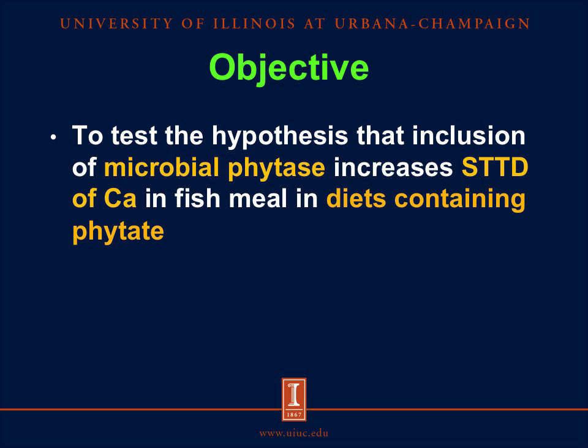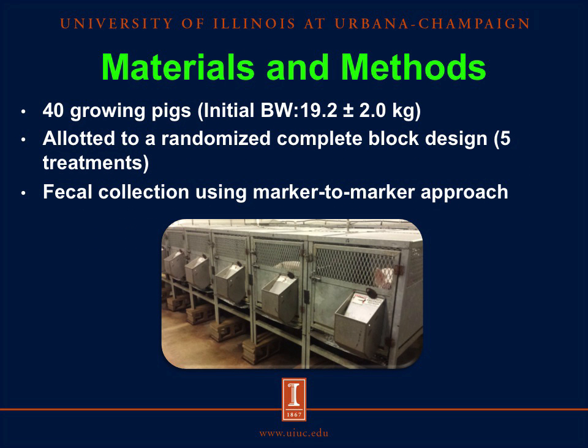The objective of this experiment was to test the hypothesis that inclusion of microbial phytase increases the standardized total tract digestibility of calcium in fish meal in diets containing phytate. We used for this experiment 40 growing pigs with initial body weight of 19.2 kilograms, and we allotted them into a randomized complete block design with 5 treatments. Fecal samples were collected using the marker-to-marker approach.